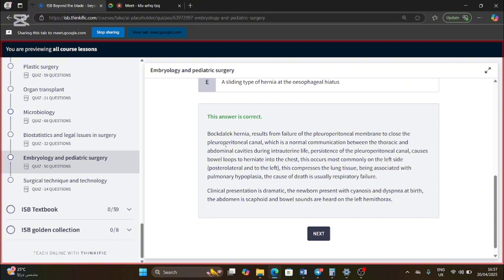Some people actually say that the pulmonary hypoplasia is the main abnormality. It is the primary abnormality, which then subsequently leads to the herniation of bowel and so on. So it is not due to the hernia itself usually. The cause of death is due to severe respiratory failure. These babies are born very distressed at birth. They have a scaphoid abdomen. They're cyanosed. There are bowel sounds in the left chest, all right? Because this is mostly, as you can see here in the explanation, posterolateral and to the left. That's very important to point out. Okay, let's look at the next question.